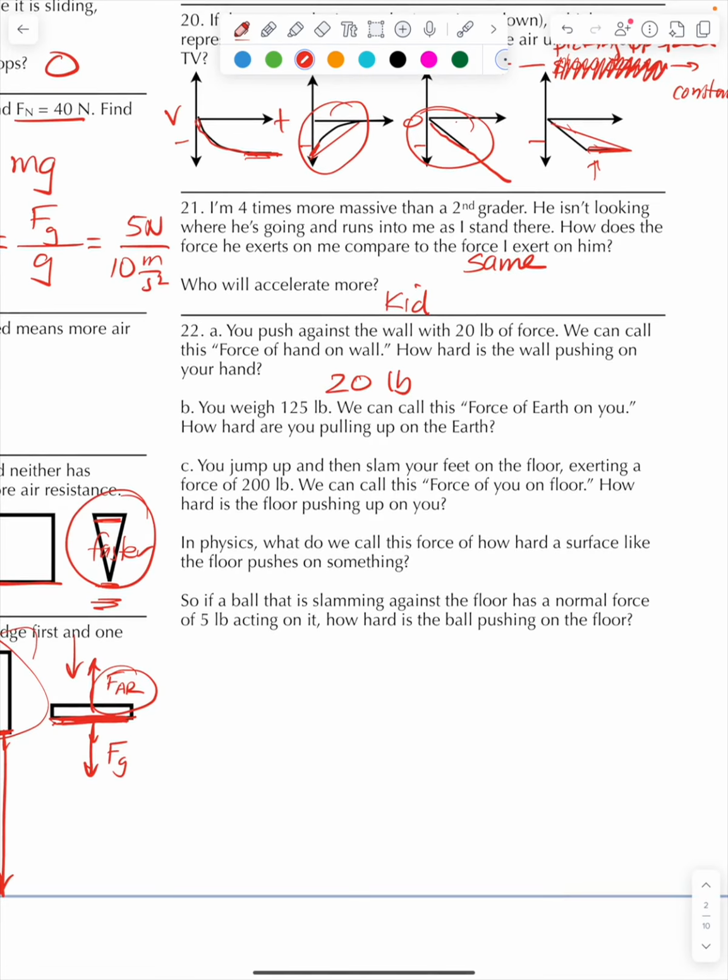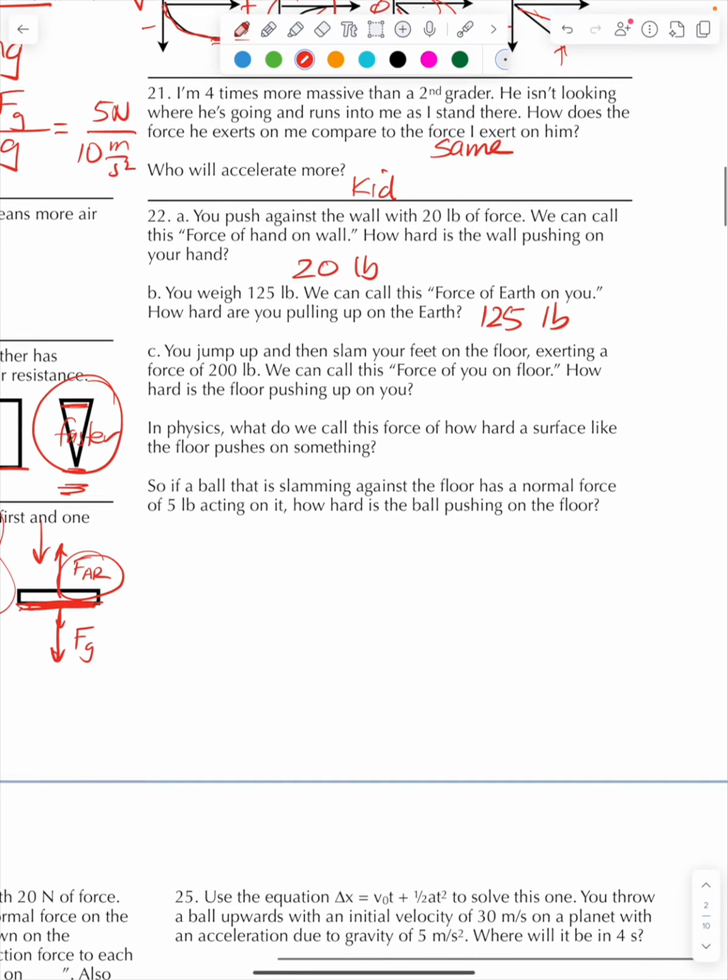You weigh 125 pounds. We can call this force of earth on you. So how hard are you pulling up on the earth? 125. Now I know it's easier just because I'm not giving you other options of numbers, so it's got to be the same thing, but I hope it makes sense. You jump up and then slam your feet on the floor, exerting a force of 200 pounds. We call this the force of you on the floor. How hard is the floor pushing up on you? 200 pounds. You see how they're like mashed together? However hard you're pushing on the floor pushes up on you. And that's the normal force.